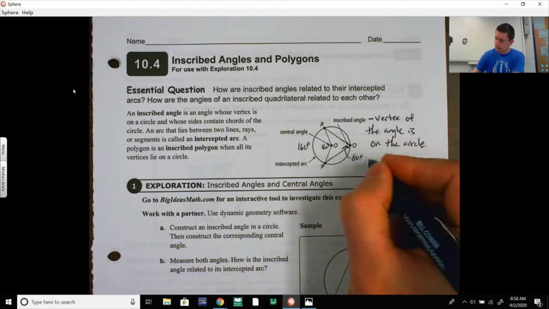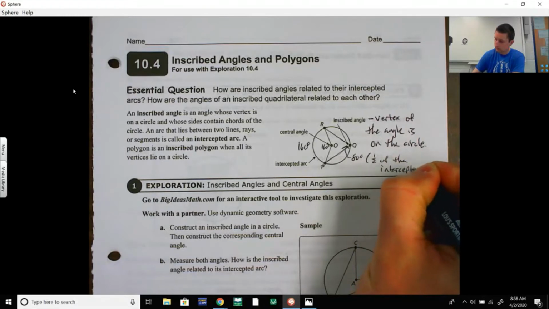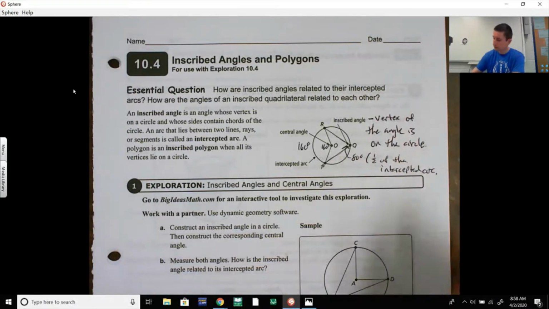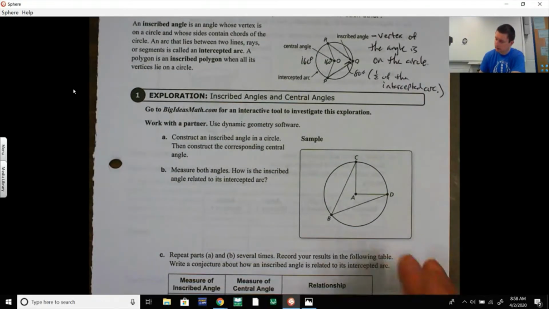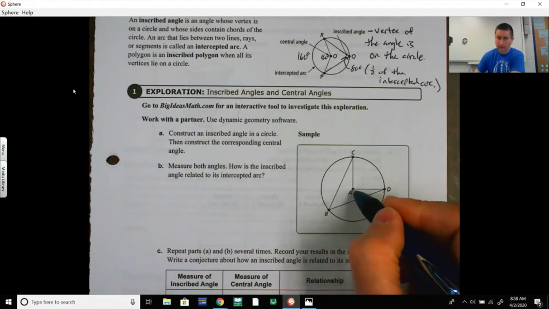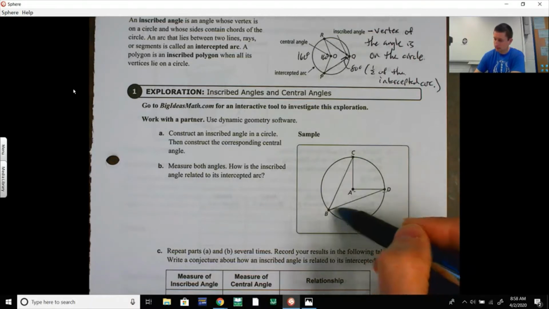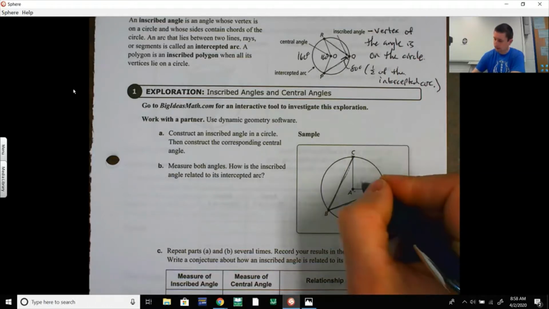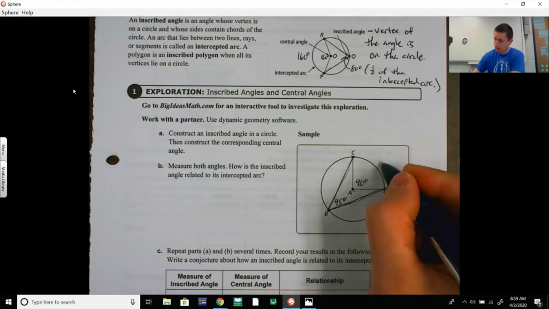Okay, so that was half of the intercepted arc. When you look at this one, this is page 293, by the way, 10.4. CAD, is that a central angle or inscribed angle? CAD, well, the vertex is at the center, so that's a central angle. CBD, this one right here, the vertex is on the circle, that is an inscribed angle. Okay, if this is 90 degrees, this has to be 45 degrees because they intercept the same arc, which would also be 90 degrees.